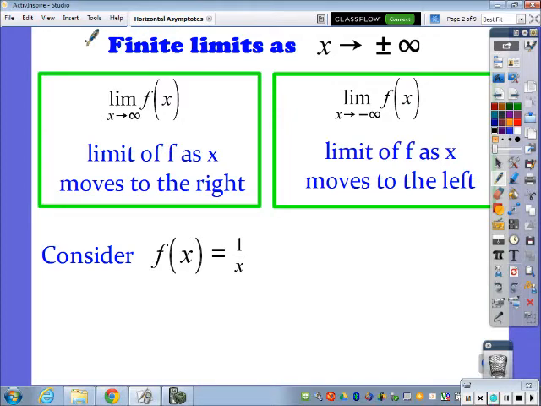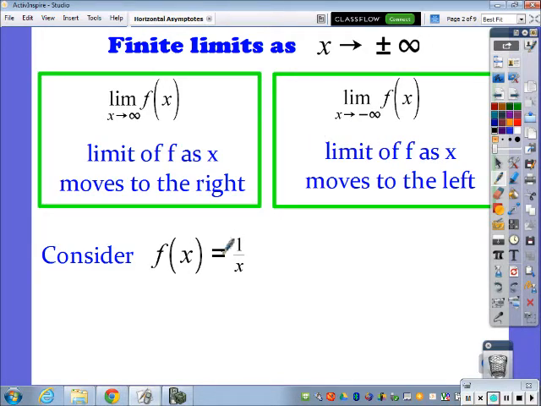So the way it looks is on the left here we have the limit as x approaches infinity, and on the right, the limit as x approaches negative infinity. And in words, we're really trying to find what the limit of f is as x moves to the right when you're approaching positive infinity, and as x moves to the left when you're approaching negative infinity. So it's more of a question of end behavior.